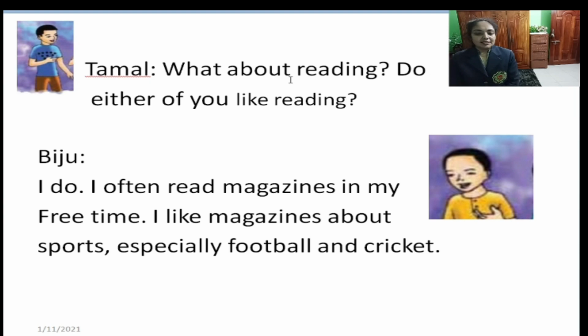Now Tamal is asking again, what about reading? Do either of you like reading? It means reading is very important in our life. Without reading, a student's life cannot be fulfilled. Let us see what is the answer of Biju. Biju replies, "I do. I often read magazines in my free time. I like magazines about sports, especially football and cricket."